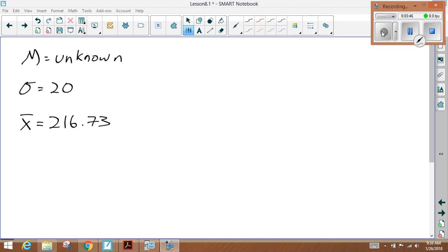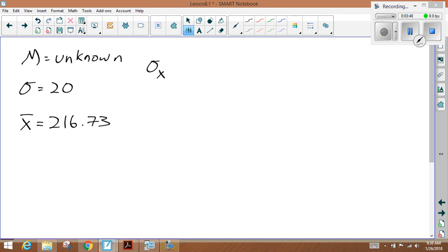So the standard deviation of the sample is going to be 20 divided by root 16, right? Because we're assuming that it's coming from a normal population, so our conditions are met. So 20 divided by 4 is 5. All right. Okay. So then.